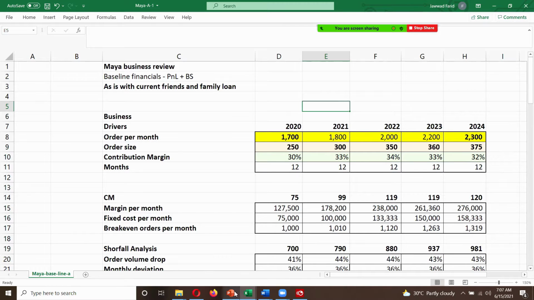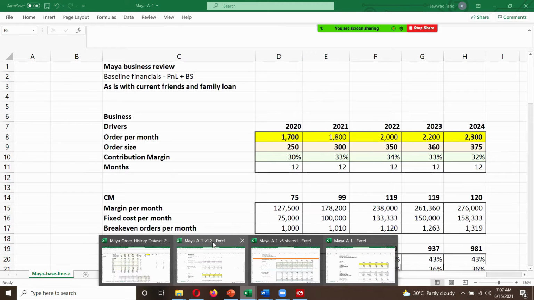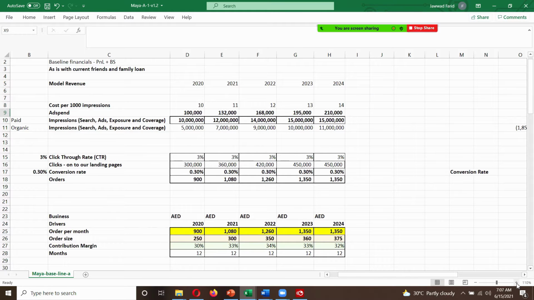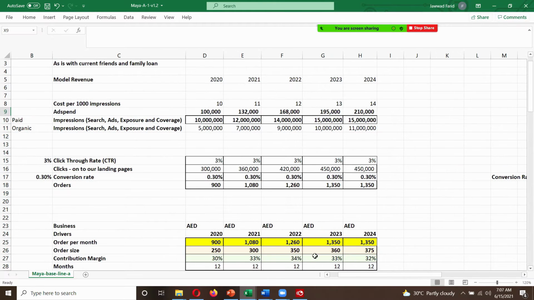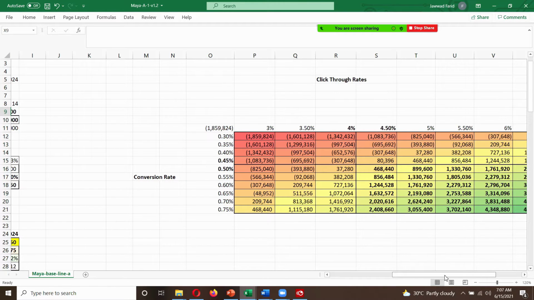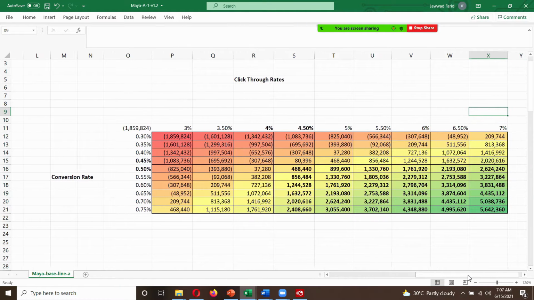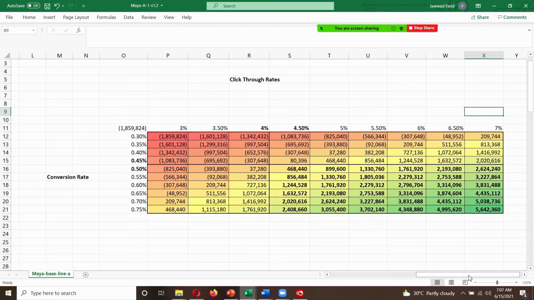From version A1 we move to version A1 V1.2, right? And so we added a slightly better model for traffic. We zoom in. We added a slightly better model for traffic that gave us a sense essentially of what kind of ad spend or marketing spend Maya would be looking at, right? And then right towards the end, we added a data table to get a sense of what is the range of profitability for Maya with respect to both conversion rates and click-through rates on their side, right?